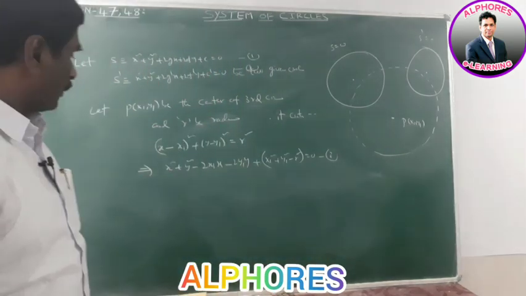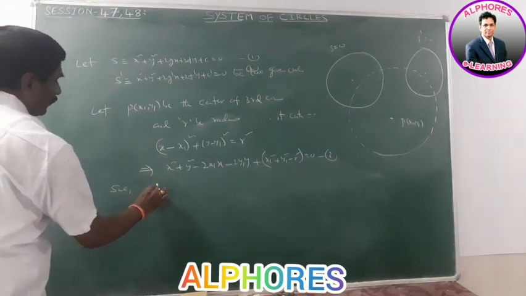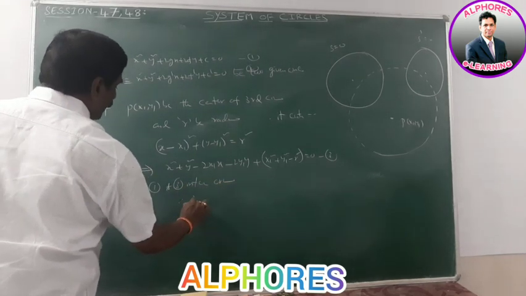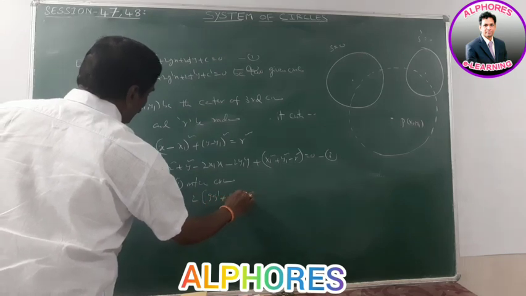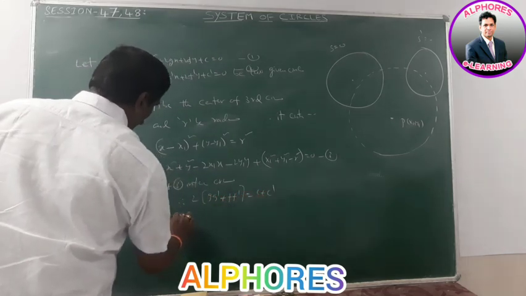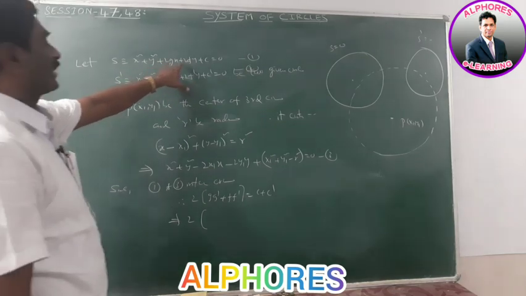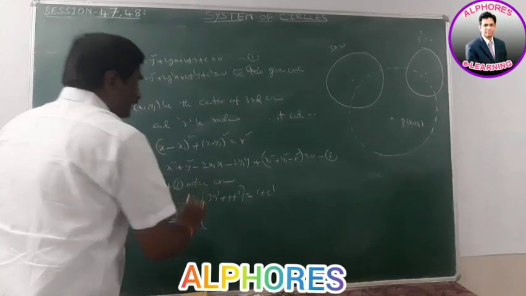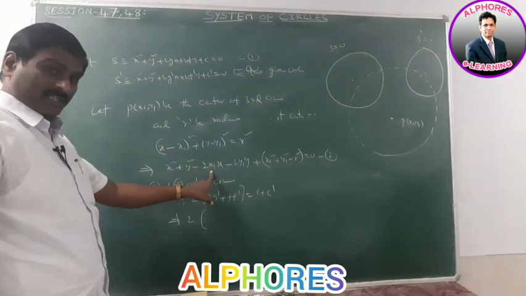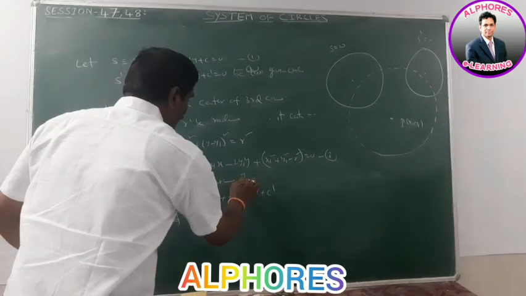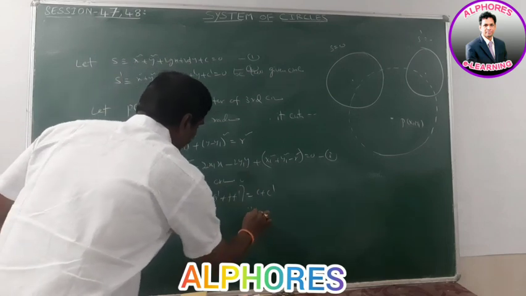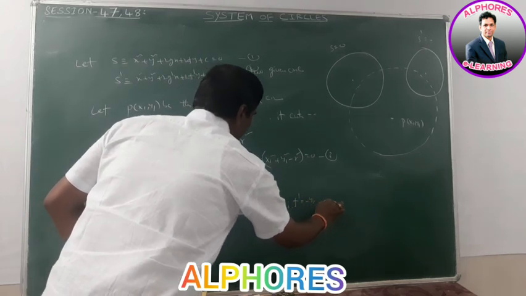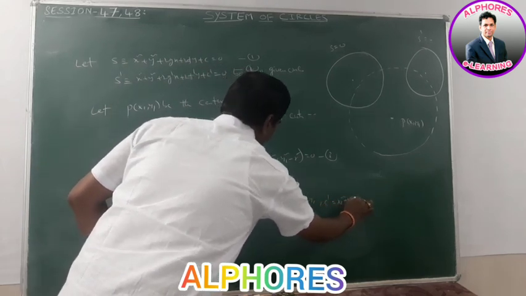Okay. Now, since 1 and 3 intersect orthogonally, therefore 2(gg' + ff') = c + c'. What is the g value? G, f, c values are as usual. Here 2g' = −2x1, that means g' = −x1, f' = −y1, c' = x1² + y1² − r².